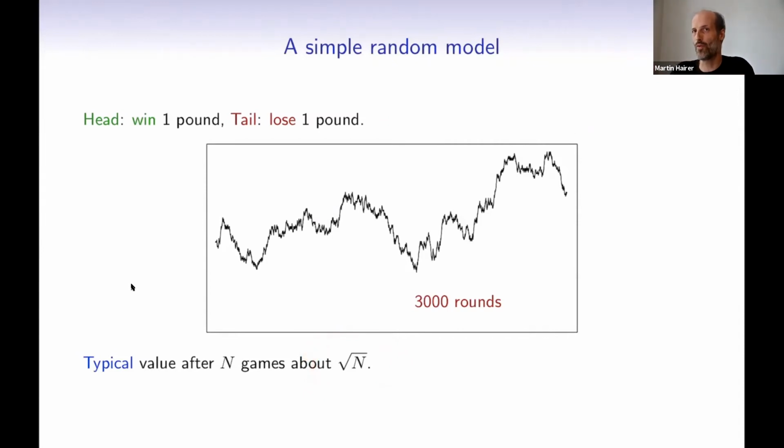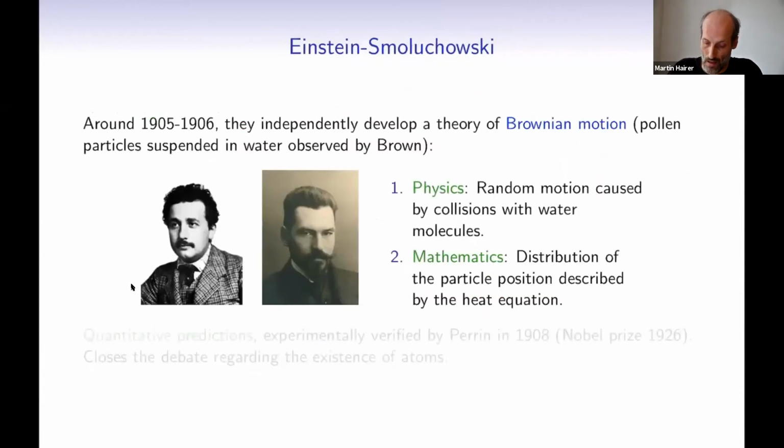So it doesn't mean you win. You might also lose about square root of n, but it's very unlikely that you would win much more or lose much more than about square root of n pounds after n games, right? So we know how to do statistics on these random curves. And you see here that there is a kind of nice limiting random curve, which we call Brownian motion. Brownian motion was first discovered experimentally by Brown, and that's why we call it Brownian motion.